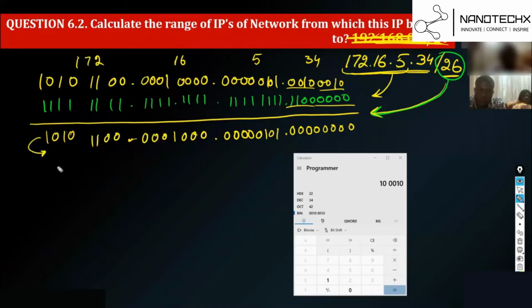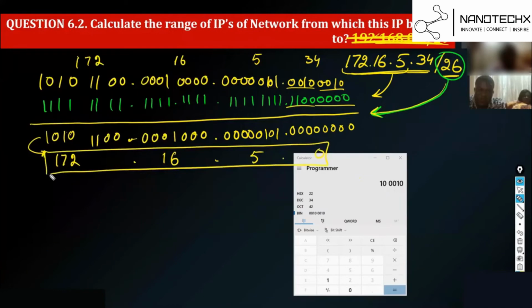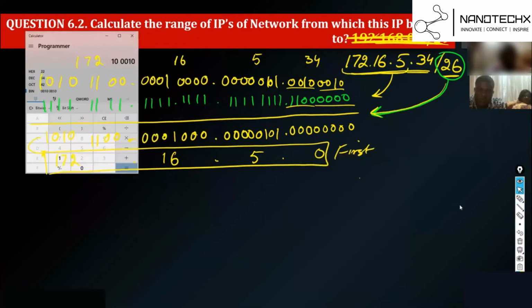Let's convert it into binary. So the answer is 172.16.5.0. This is your first IP address, right? So let's calculate our H value and find our last IP address as well.